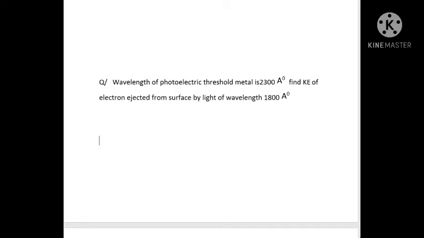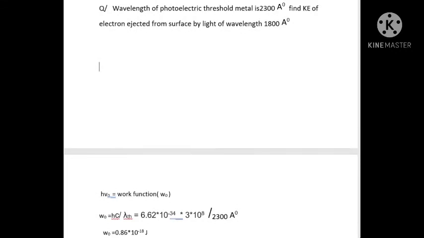Here I am going to solve another question. This question is a previous year question of JAM. The question is, the threshold wavelength of a photoelectric material is 2300 angstrom. Find the kinetic energy of an electron ejected from the surface by light of wavelength 1800 angstrom. First of all, we find the formula based on the given question. Now we are going to solve the problem.